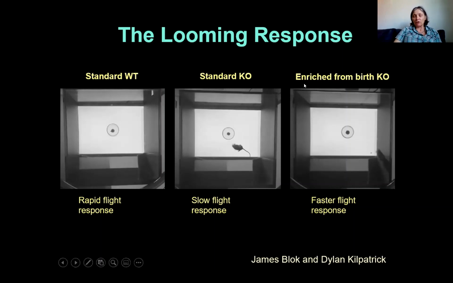If, however, we take our knockout mice and we enrich them from birth, we get quite a different picture, where now the mice, after the stimulus is triggered, fairly reliably escape. Not with the same level of rapidity as the wild type mice, but certainly a recovery of the overall critical features of the response. So this was really promising. It seemed like enrichment was genuinely mediating an effect in these mice.